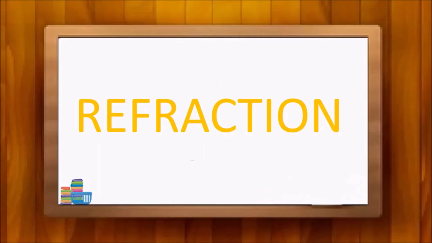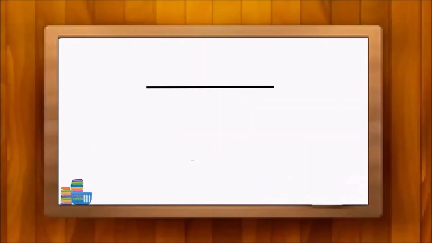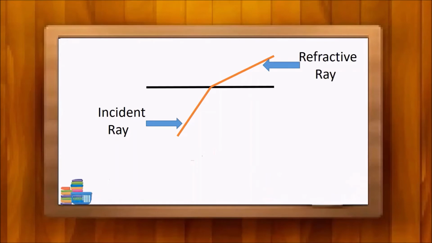Let's inquire about the incident refraction. The velocity, wavelength, and the traveling direction of light differ when it travels from one medium to another. This is called refraction. A light ray comes through one direction. After meeting the common interface which separates the two transparent media, it travels through another direction. This is the incident ray, and this is the refracted ray.